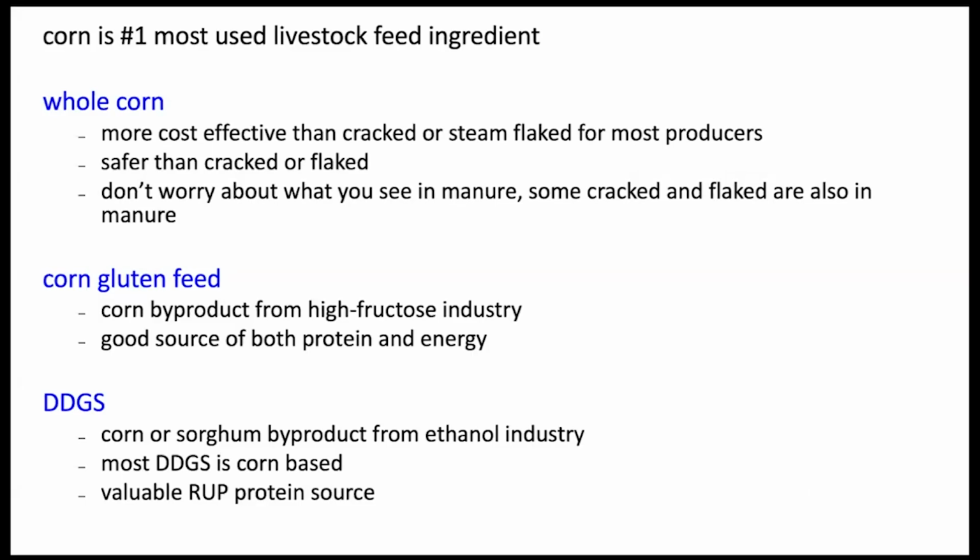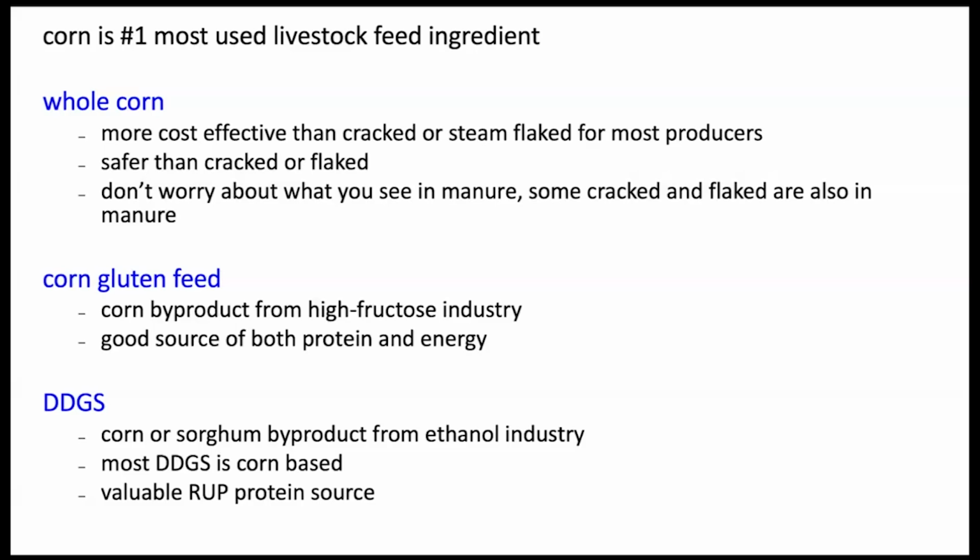One of the byproducts we see from the corn industry is something called corn gluten feed. Specifically, if you've heard the term high fructose corn syrup that we use in a lot of sweeteners, especially in beverages, the byproduct from the production of that high fructose corn syrup, and they're making that from corn grain, is what we call corn gluten feed. It's actually a really good source of both protein and energy, and we use it in a lot of different feeds.